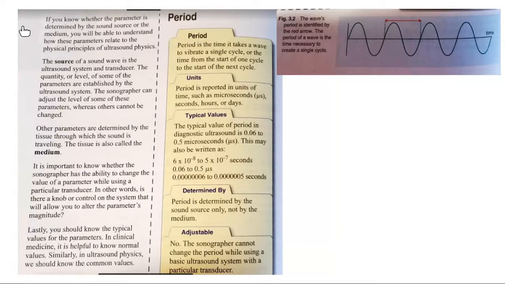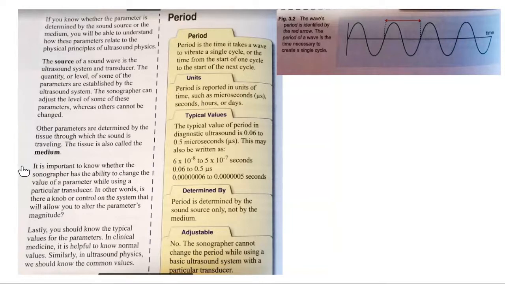You will be able to understand how these parameters relate to physical principles of ultrasound physics. Okay, so here we go. The source of a sound wave is the ultrasound system and transducer. The quality or level of some of the parameters are established by the ultrasound system. The sonographer can adjust the level of some of these parameters, where others cannot be changed by the ultrasound technician. Other parameters are determined by the tissue through which the sound is traveling. The tissue is also called the medium.